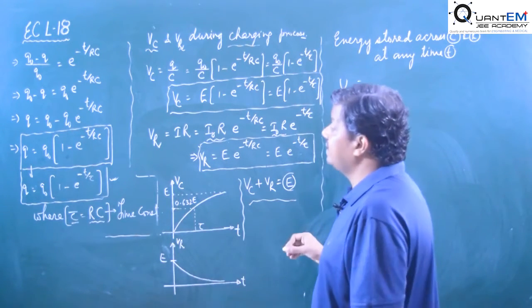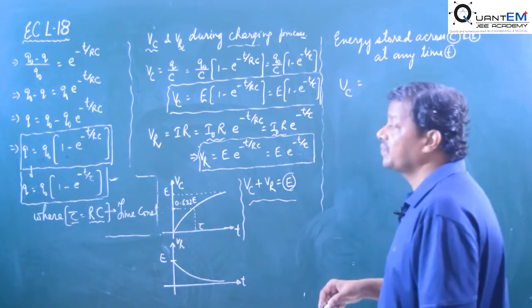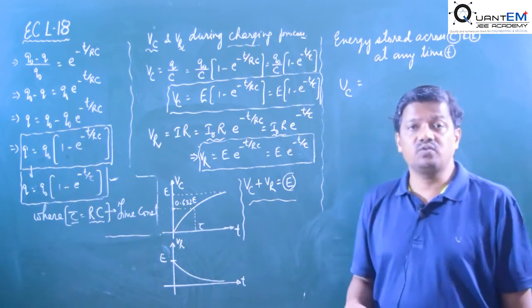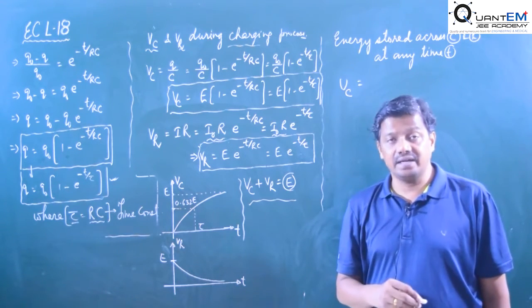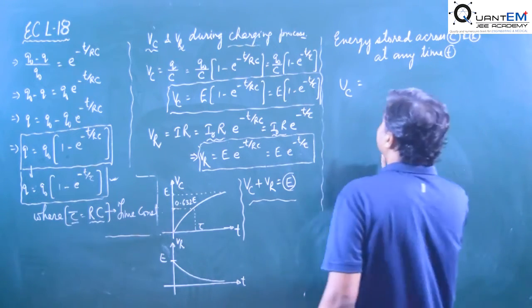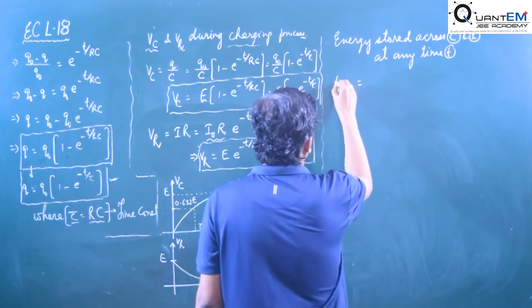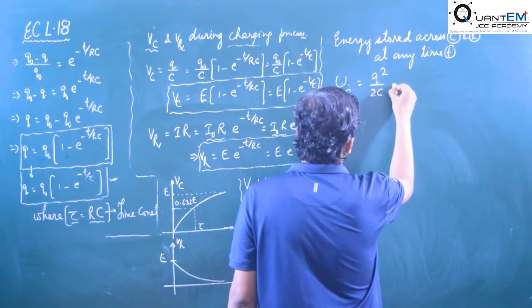See, current is a function of time. We have derived the result of current earlier. So it was a function of time, and when we have a function of time, we use the formula integral I square R dt. We did this in the previous class, right? What is the value of energy stored across the capacitor? It is Q square by 2C.